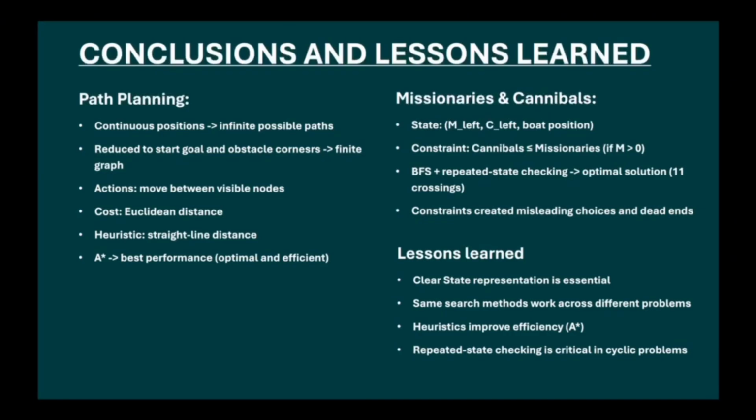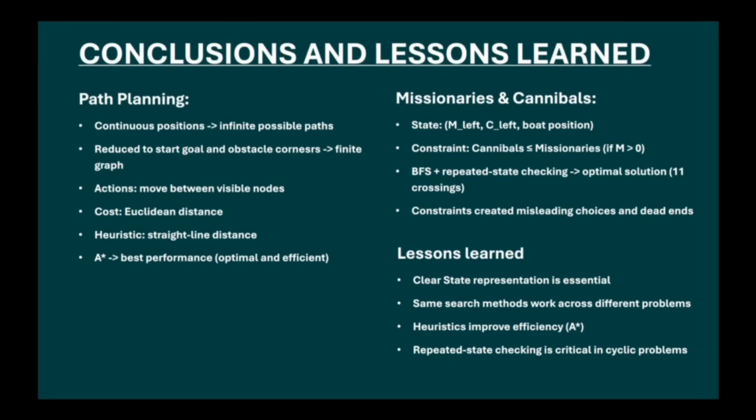For the path planning problem, we observed that continuous environments naturally lead to an infinite number of possible paths. However, we can simplify the problem by restricting it to just the start point, the goal point, and the corners of the obstacles, which allows us to build a finite visibility graph. Using this representation, we define actions as moving between visible nodes, use Euclidean distance as the cost and straight line distance as the heuristic. From our results, A* turned out to be the best practical algorithm since it remained optimal while expanding fewer nodes compared to uniform cost search.